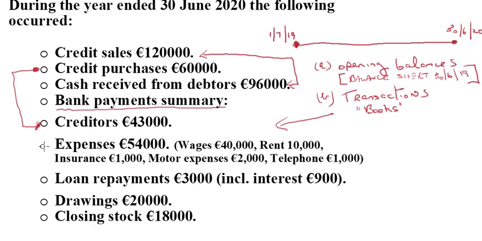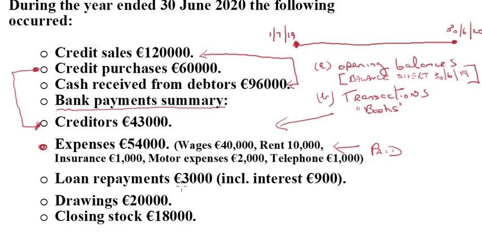Okay, then we have some expenses. The total of these expenses are 54,000. And we have a breakdown here of what those expenses were. That's important, that breakdown. When we're doing our profit calculation, we'll need that. Okay. Now we're going to assume that all of these have been paid. Okay. There's no outstanding amounts that haven't yet been paid. That's just an assumption we're going to make.